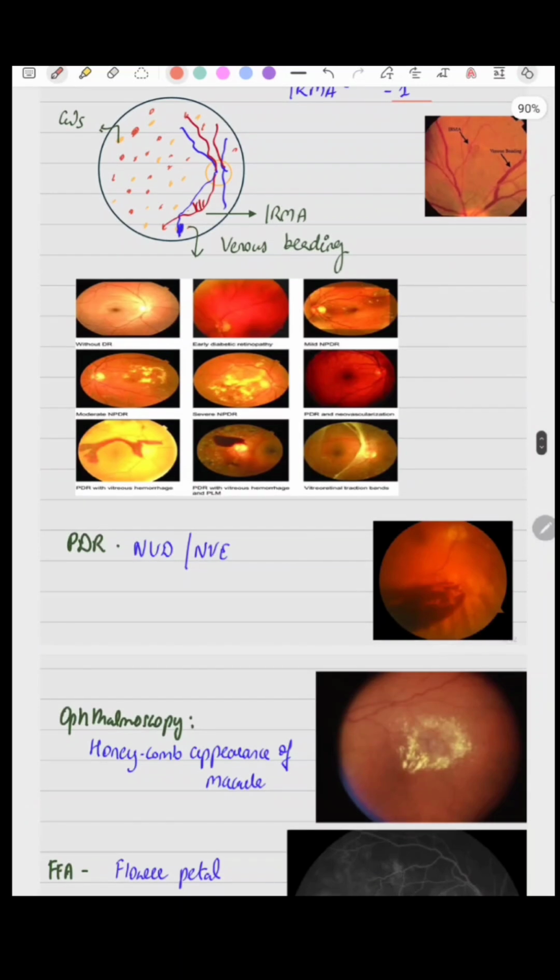Now in proliferative diabetic retinopathy, the PDR is characterized by the proliferation of new vessels, that is neovascularization of the optic disc or elsewhere. This is a subhyaloid hemorrhage, vitreous hemorrhage, and neovascularization of the disc or elsewhere.